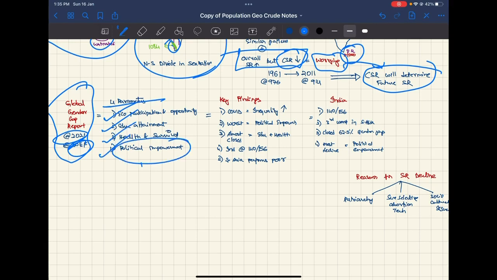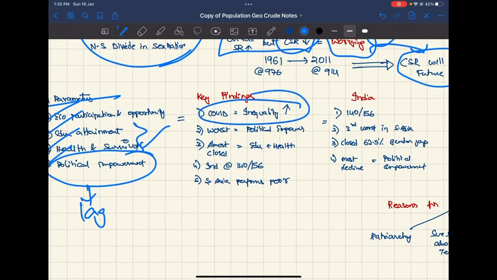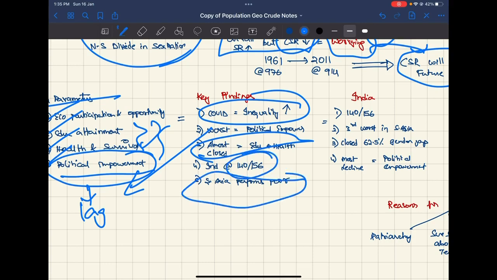This is the most lagging thing. These two are almost all closed. So the key findings are COVID increased the inequalities, and the worst indicator is political empowerment. India ranks at 140. South Asia is performing very poorly.